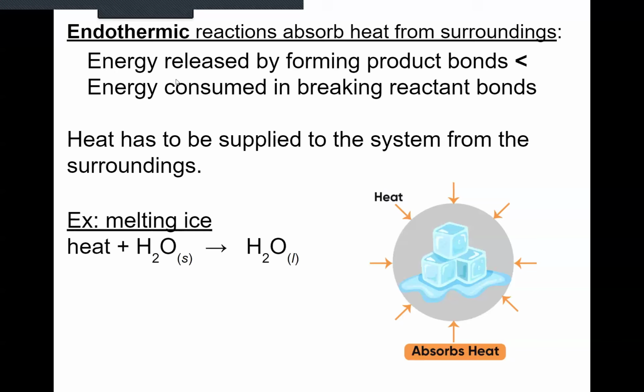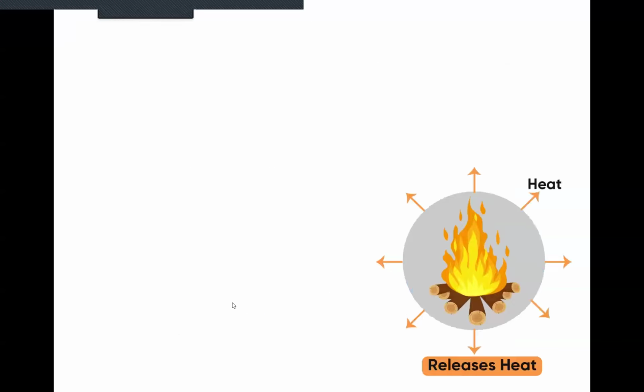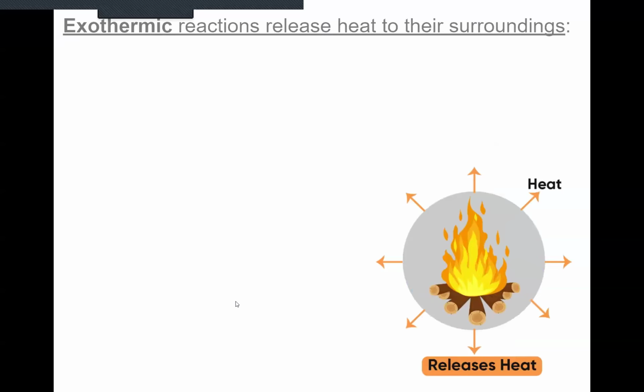If you include the word heat in a chemical equation, which I'm going to encourage you to do this unit, it would look something like this. Heat plus solid water yields liquid water. Endothermic reactions, as you can imagine, feel cold to the touch. So imagine a nice cold glass of iced tea on a hot summer day. Well, that's going to feel cold to your hand. That's because it's endothermic.